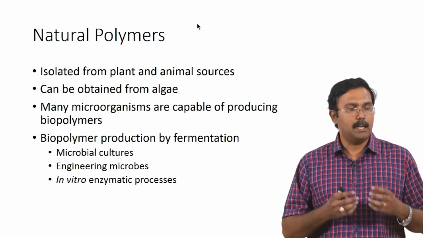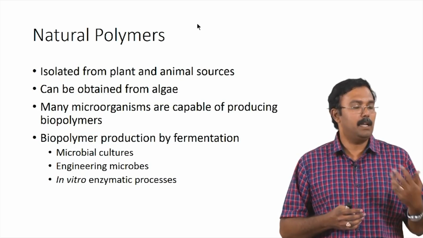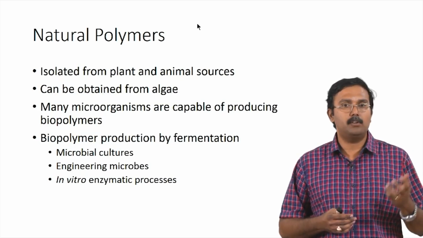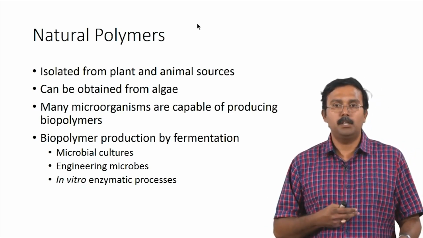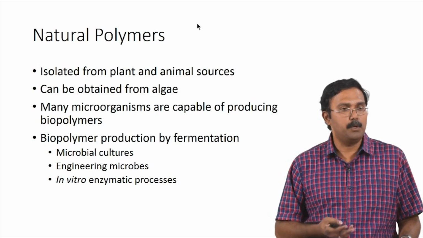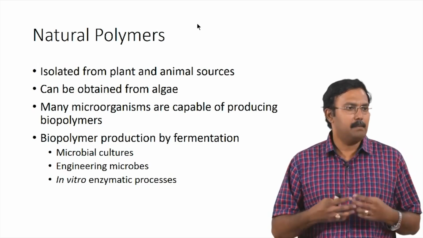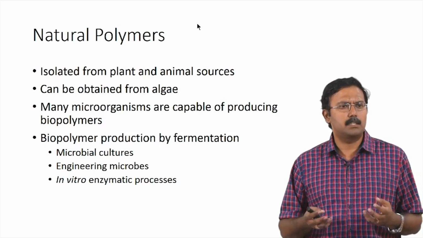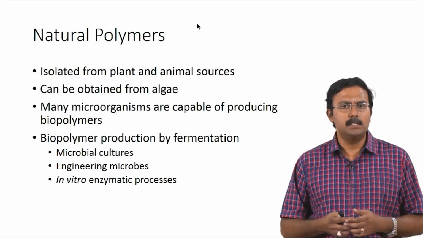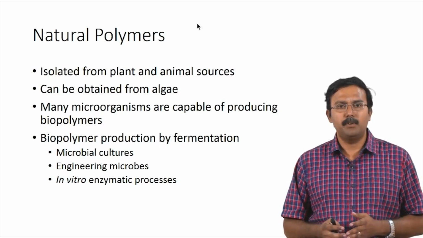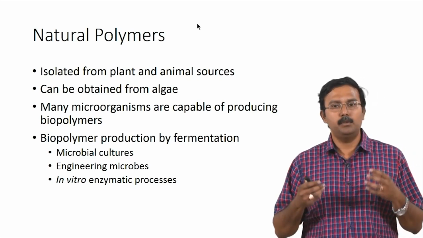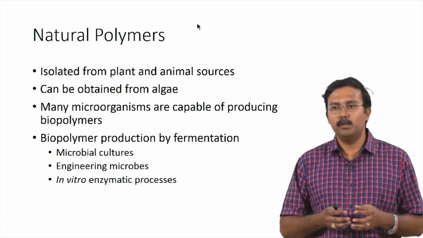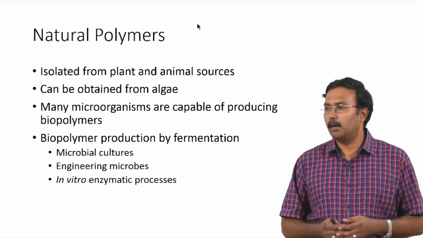So, natural polymers can actually be isolated from plant or animal sources. You can also get them from algae. So, sometimes microorganisms which are capable of producing these polysaccharides can be cultured, or you can use them in fermentation processes and produce these. So, biopolymer production by fermentation has actually been a growing field. So, people try to use microbial cultures to produce different types of polysaccharides.